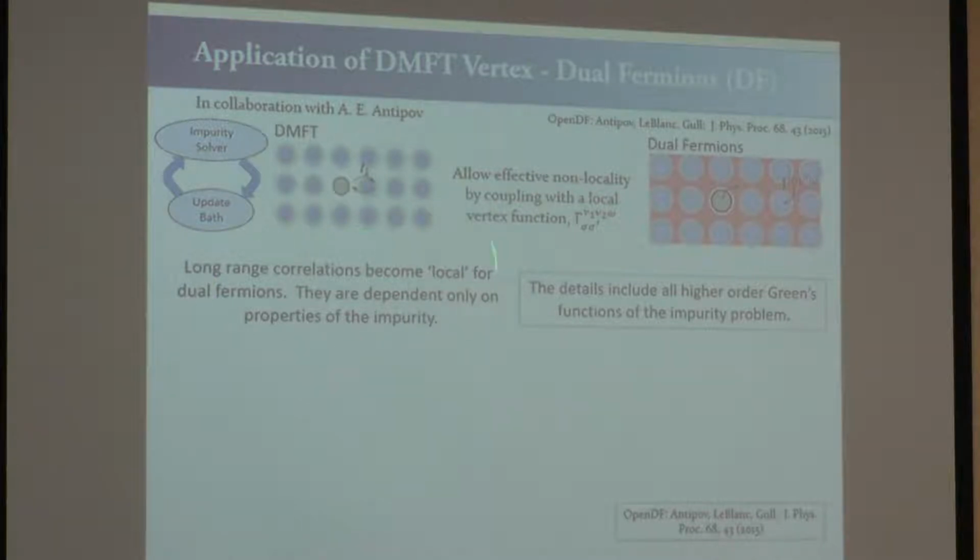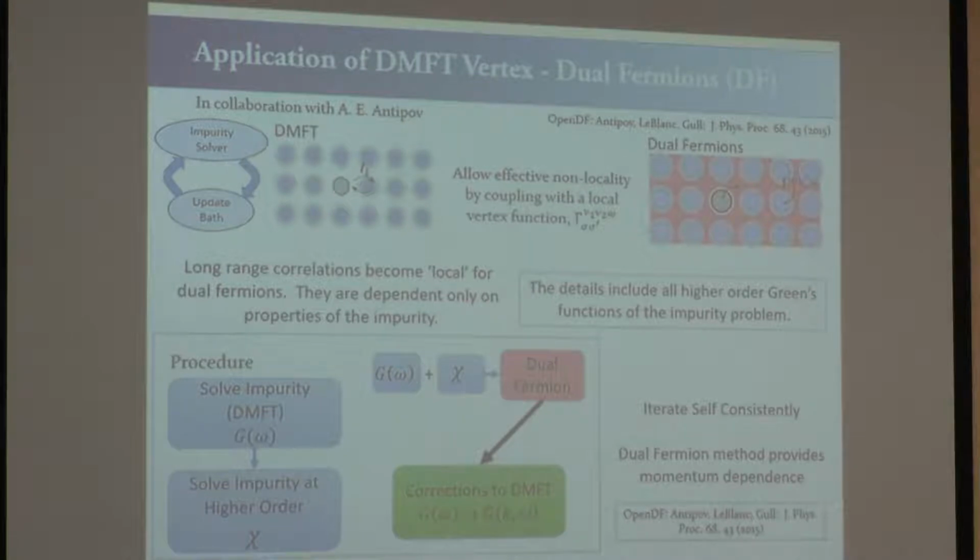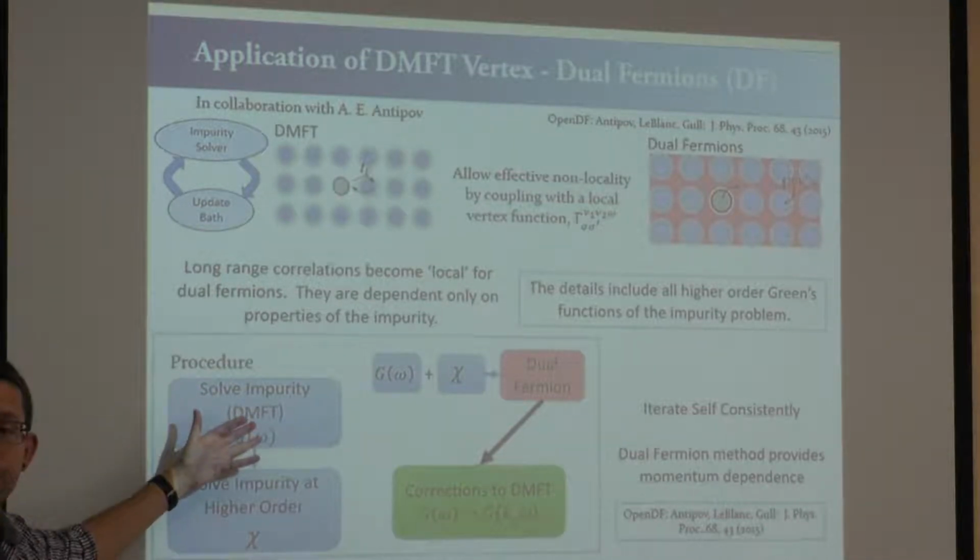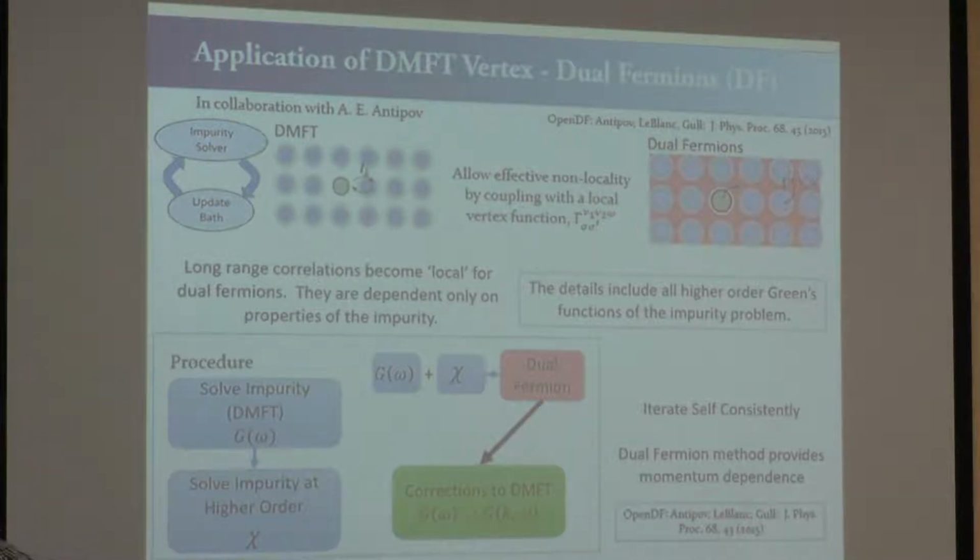So when we've done this, it's really cool because long-range correlations have somehow become very local for the dual fermions. Okay? And they're dependent only on properties of the impurity. But the details of doing that include all higher-order Green's functions of the impurity problem. So the procedure is as follows. We solve the impurity problem. We get a Green's function, or a self-energy, that has no momentum dependence at all. Once we converge that, we actually solve the impurity at some higher order. That means we directly try and measure this 2-particle Green's function that has 2 fermionic frequencies and a bosonic frequency. But there are no momentum labels.